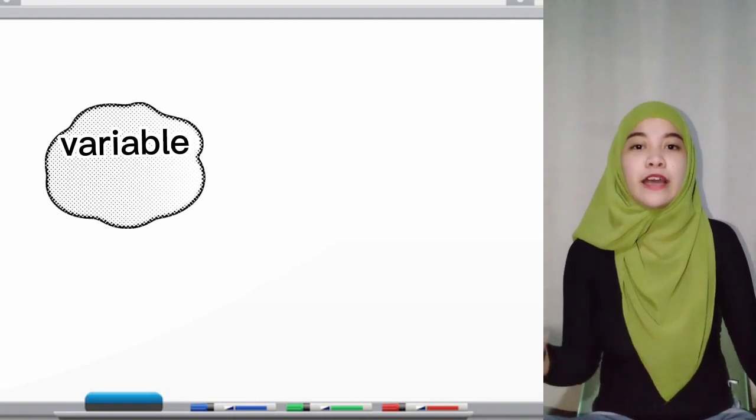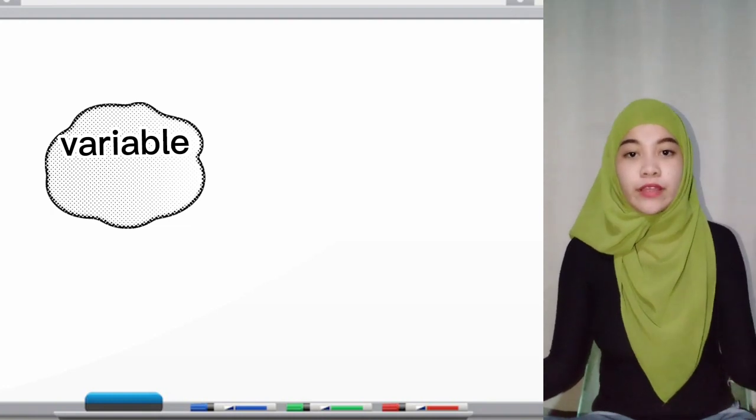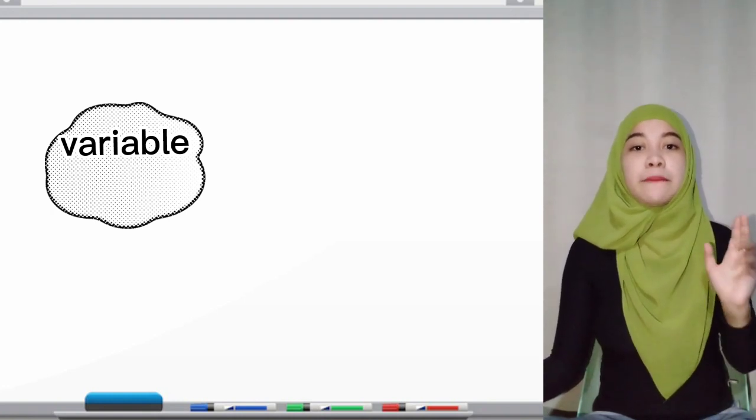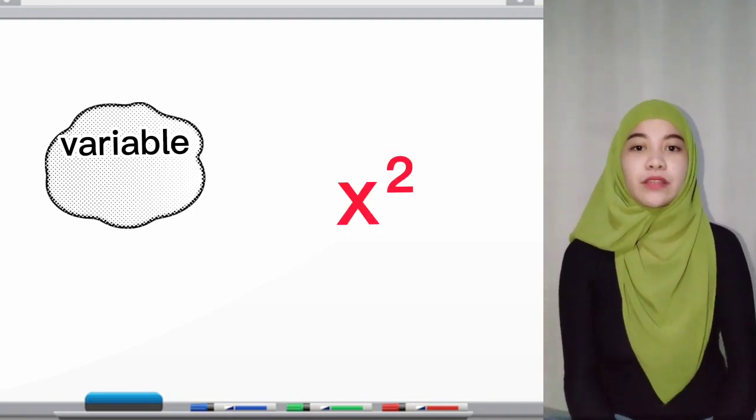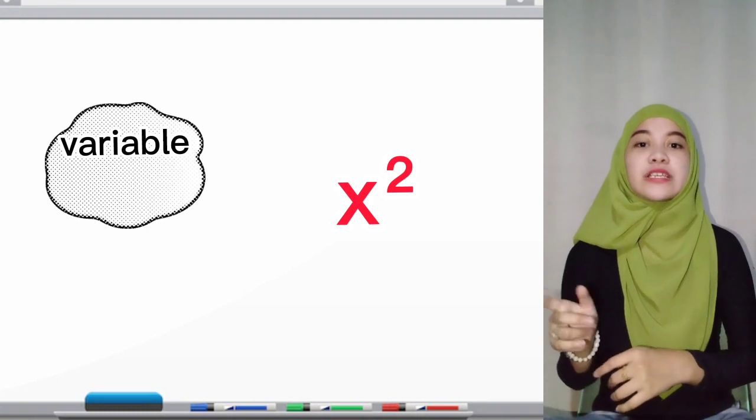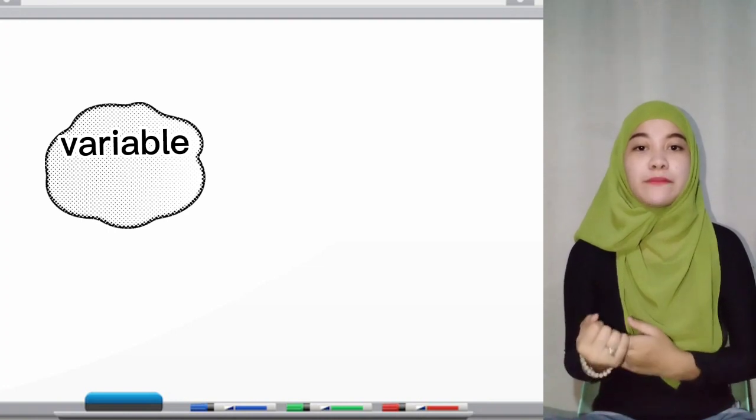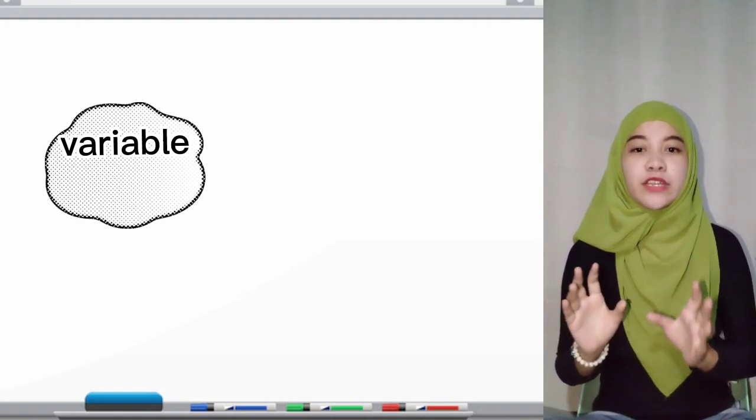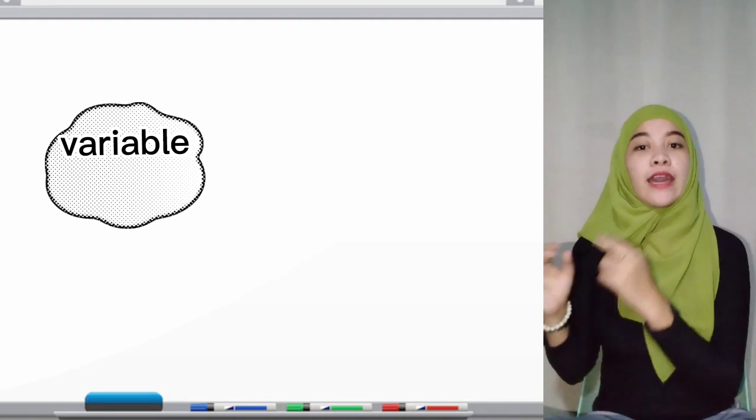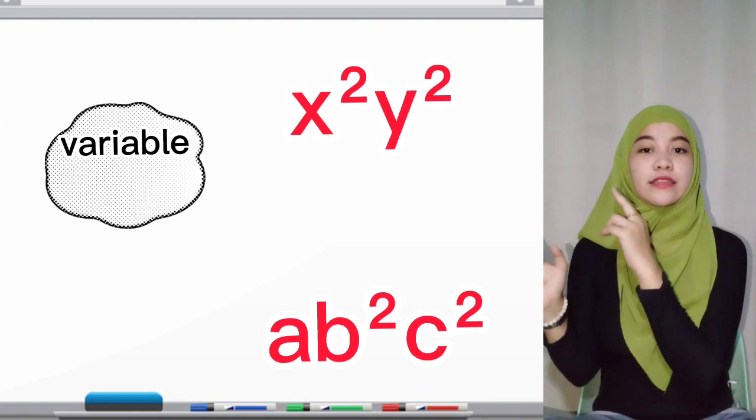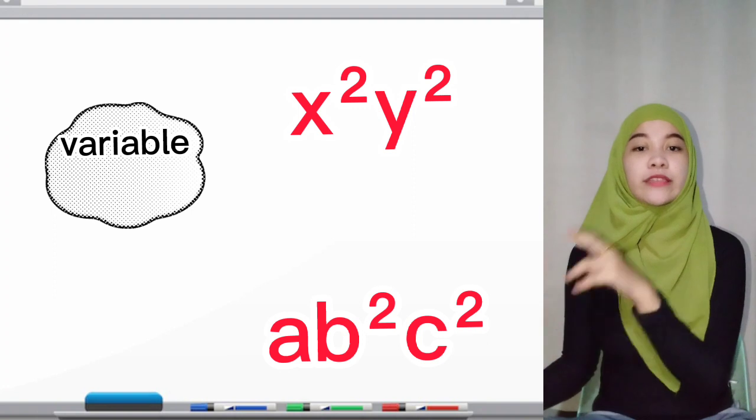The variable part of the term is more complicated. It can be made up of one or more variables that are raised to a power. Like the variable part could be x raised to 2, or x squared. Or the variable part of some term could be some tricky combinations of variables that are raised to a power, like x squared times y squared, or a times b squared times c squared.